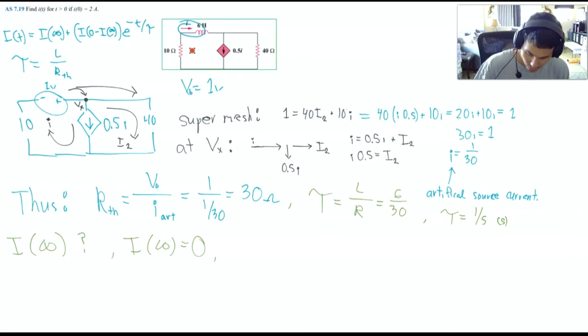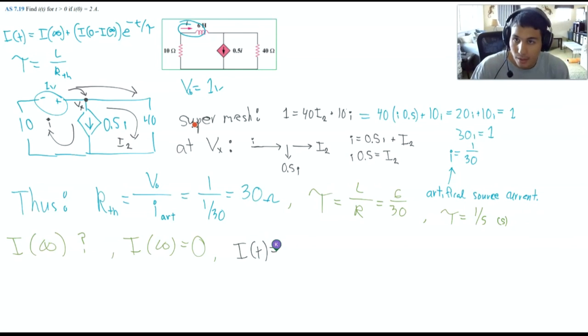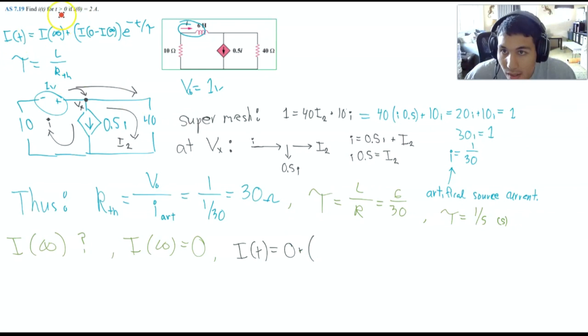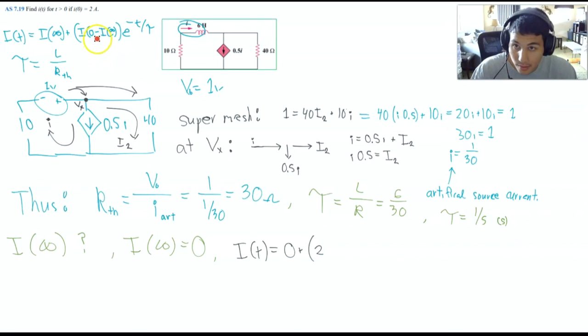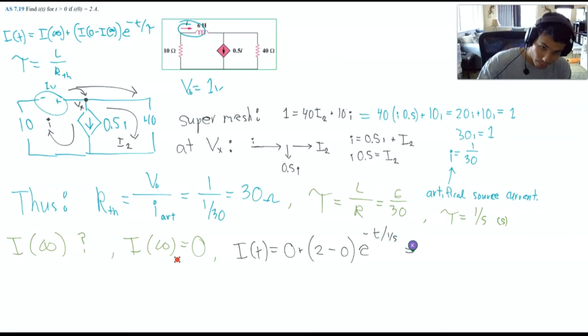Okay, so now we can actually import all this information into our equation up here. So i of t is equal to what? Okay, it's equal to 0 plus, and they said i of 0, so they did give us a nice little piece of information. i of 0 is equal to 2. And what else did they give us? So i of infinity, oh, well, we found i of infinity. It's 2 minus 0, e to the negative t over tau, and tau is 1/5. So we'll clean this up, we'll write it as 2e to the negative 5t. And don't forget your negative sign there.